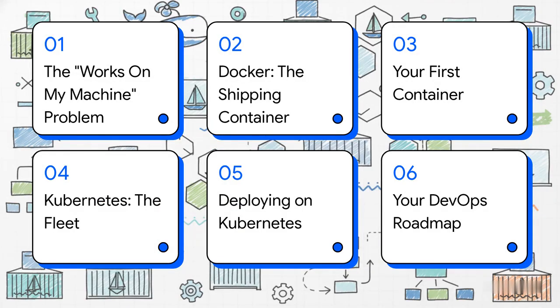We're going to start with a classic, and I mean classic developer headache. Then we'll see how Docker comes in and provides the perfect cure. After that, we're getting our hands dirty and deploying our first container. Then we'll zoom out to the big picture with Kubernetes, run a deployment right on your machine, and finally lay out a super clear roadmap for what you should learn next.